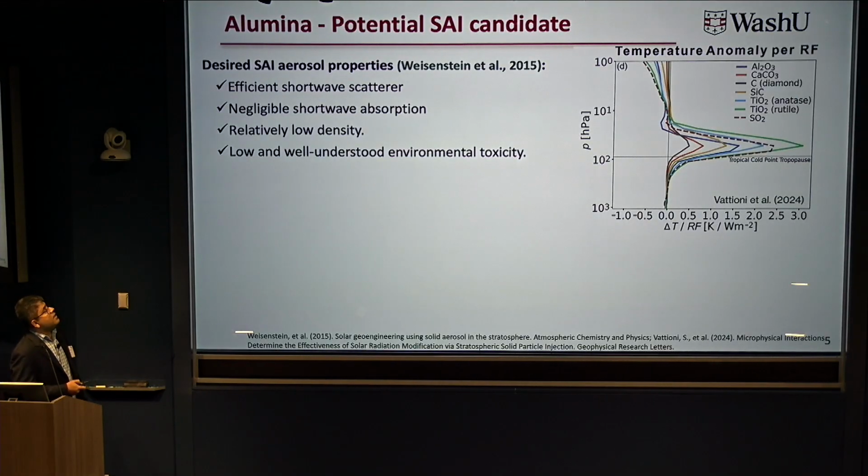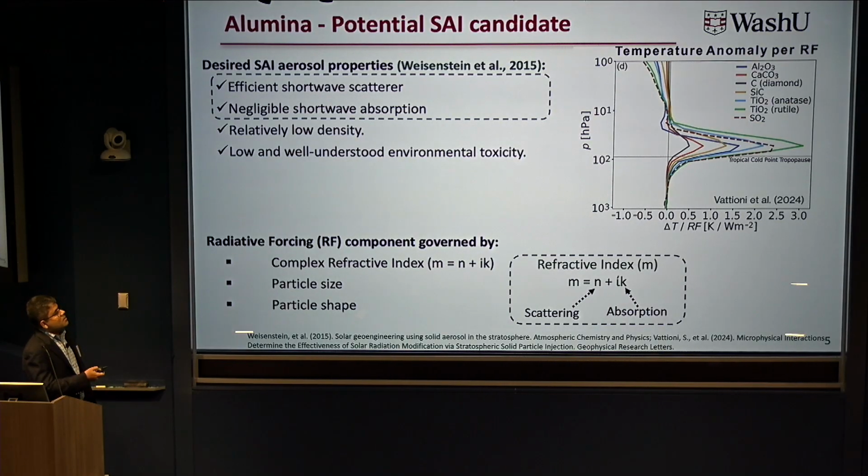The other thing is the modeling community has well established that alumina could be a potential SAI candidate. And this is primarily because of its efficient shortwave scatterer, negligible shortwave absorption, relatively low density, and well understood environmental toxicity. So this is the conventional understanding we have.